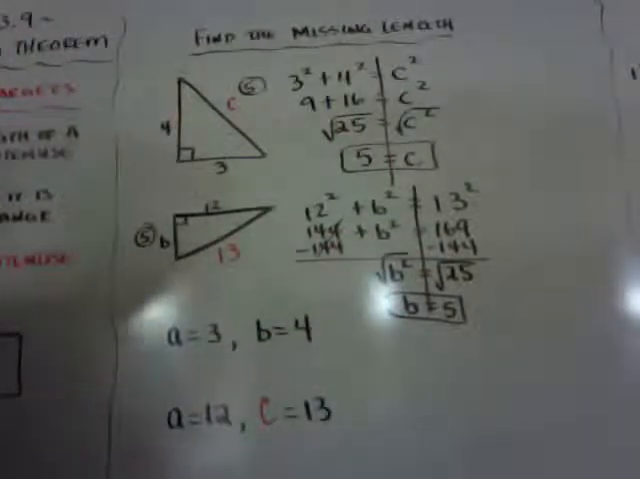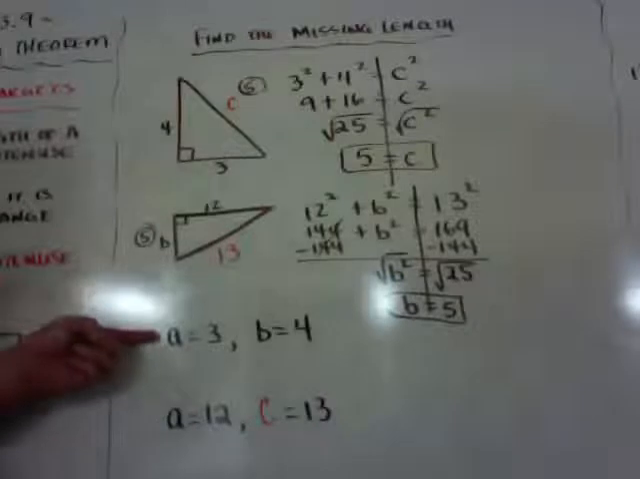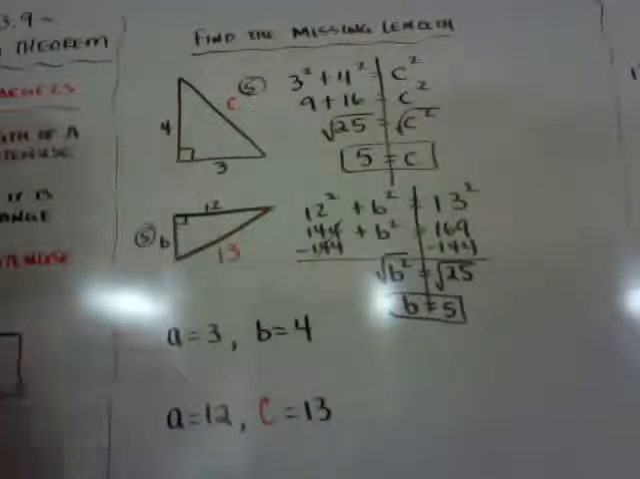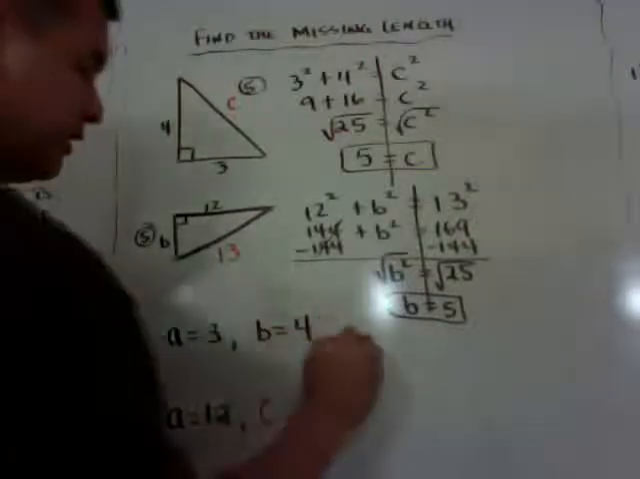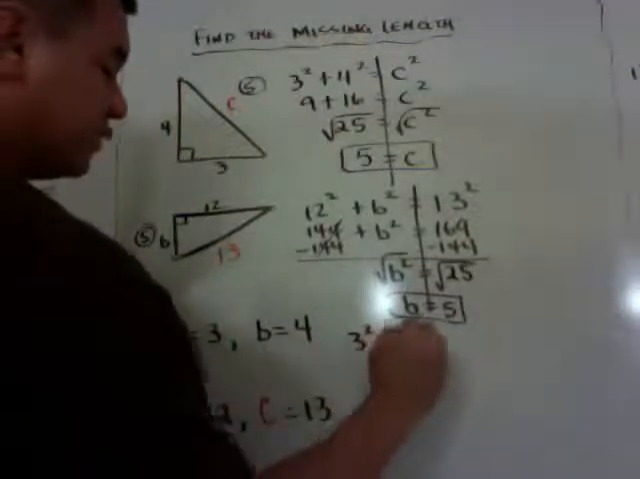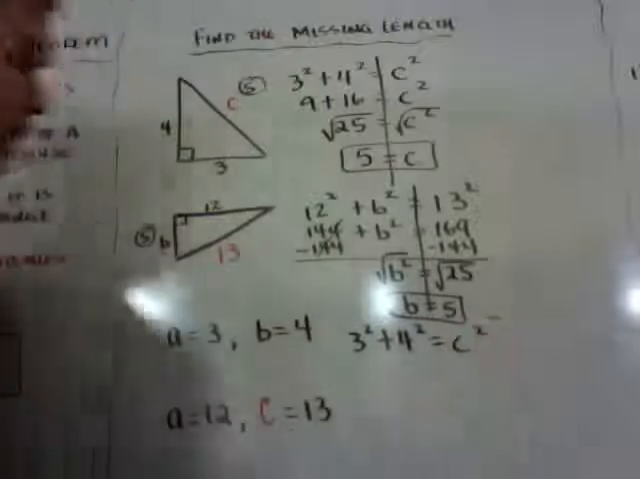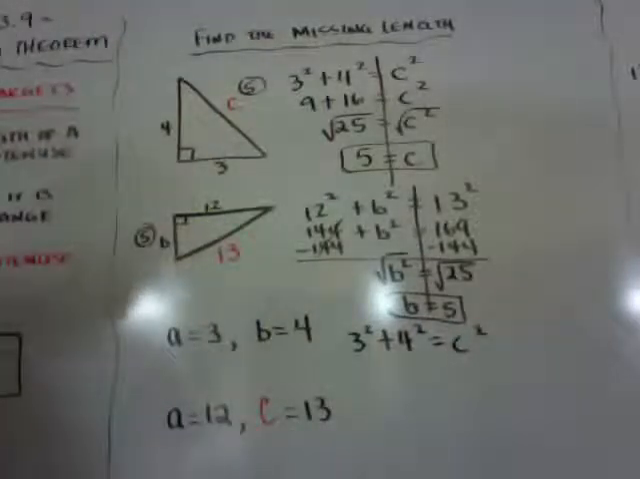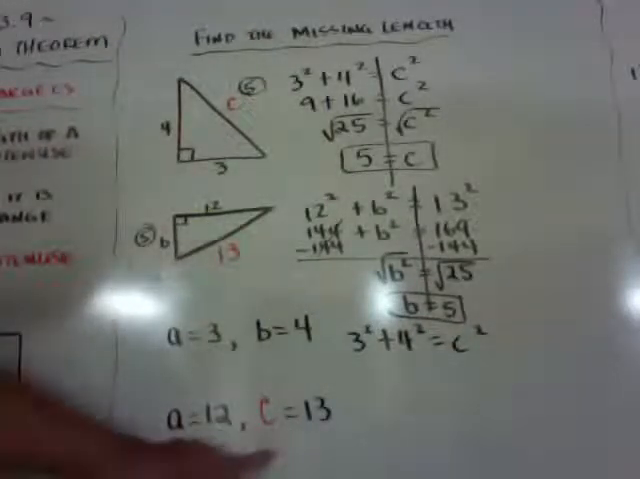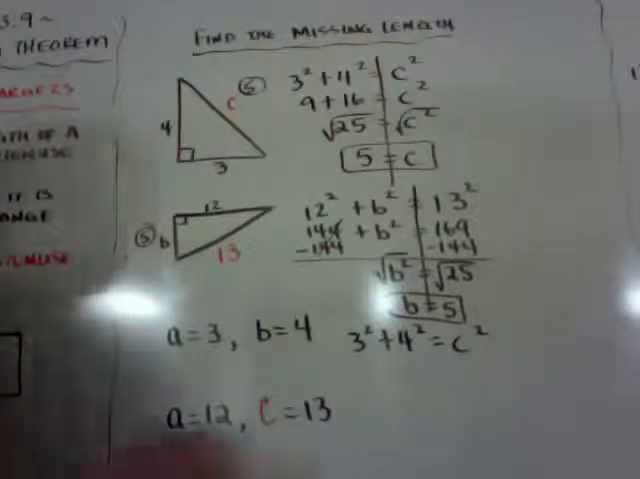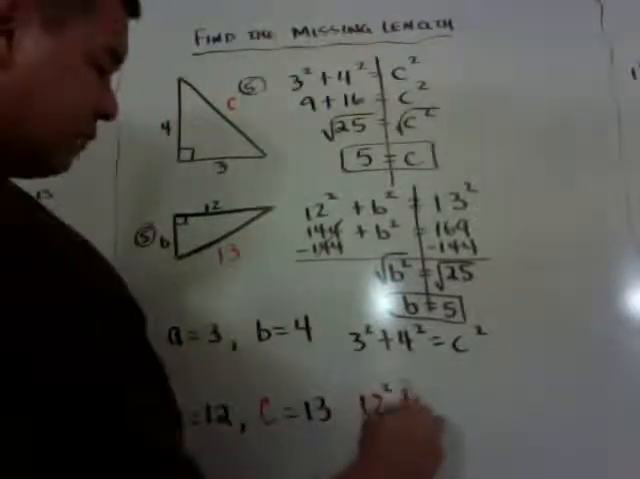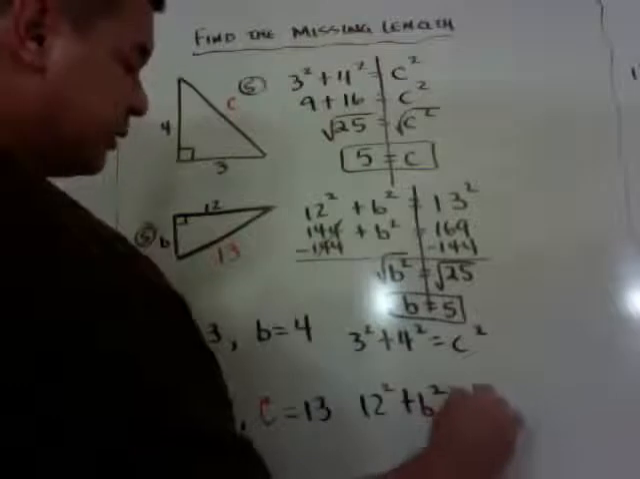Okay. The other way the book will give it is they'll just give it to you like this, A and B. All I'm going to do is set up your equations for you. I'm not going to solve it. So in this case, it would just be, again, 3 squared plus 4 squared is equal to C, because that's the one that's missing. In this case, I can see they gave me A and C, so I'm looking for B. So I would go 12 squared plus B squared is equal to 13 squared.